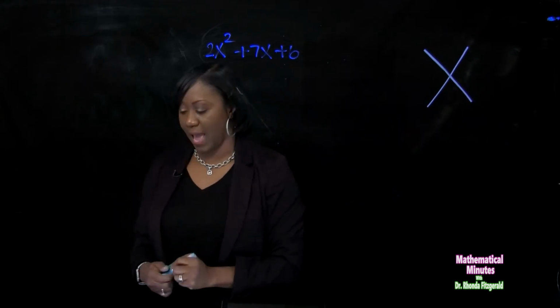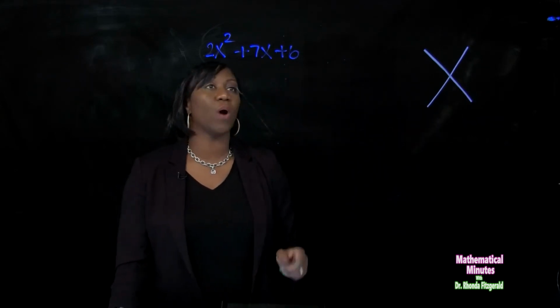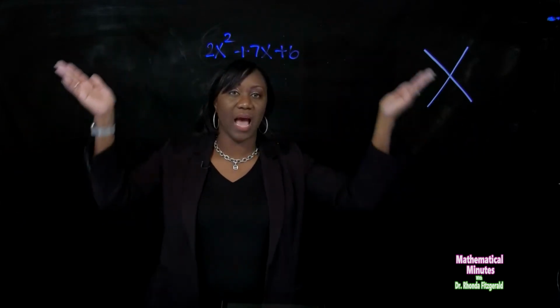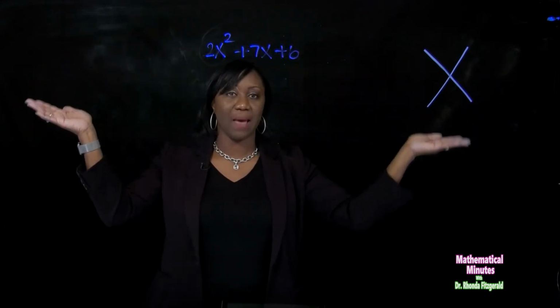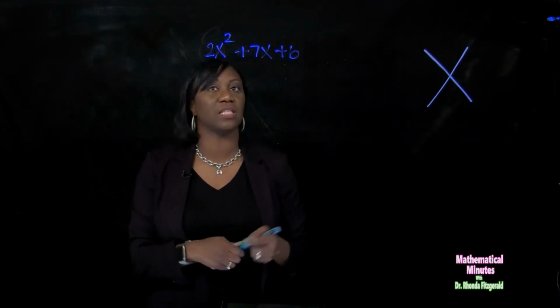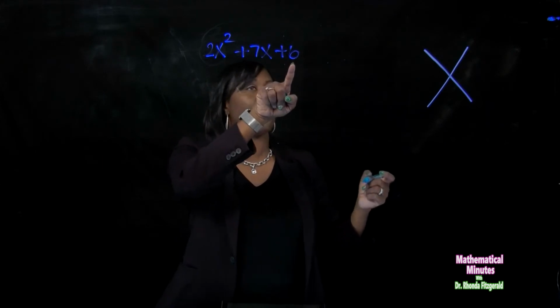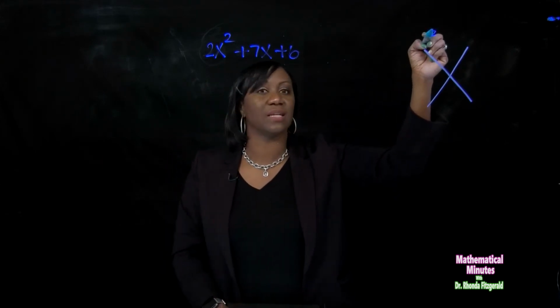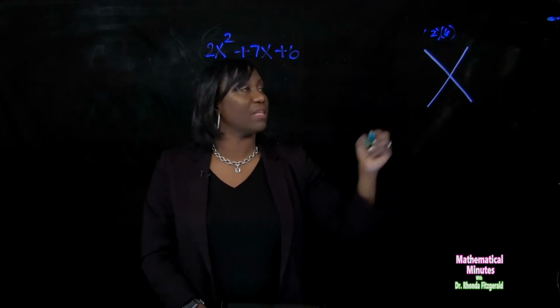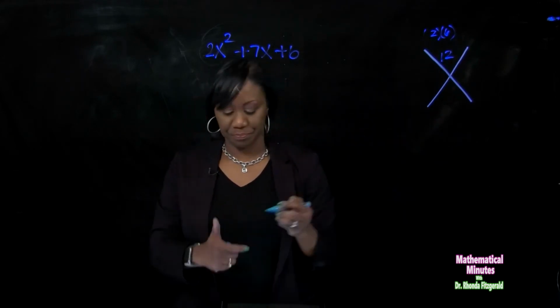And when I draw my X, now what goes in my X? So recall the outer numbers, my A and my C, they multiply to the top. So that becomes a positive 2 and a positive 6. That gives me the number 12.